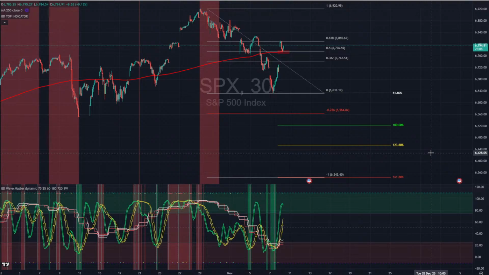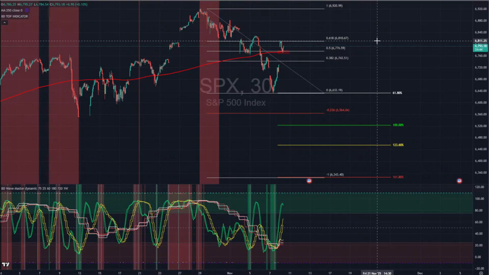But after we have a pullback like we did at the beginning of 2025, I don't know that we can reasonably expect that the pullback that we're going to receive is going to be as significant as it was earlier in the year. We will have some 20% pullbacks in the future. I don't know that this is the time period that it's going to happen.